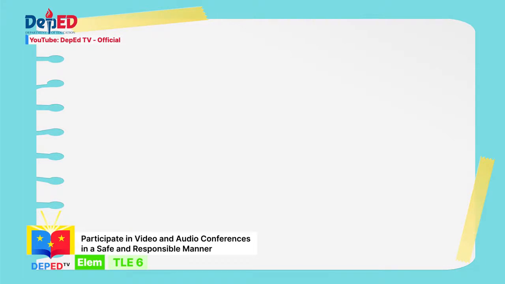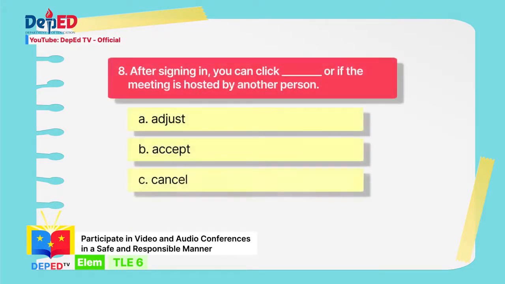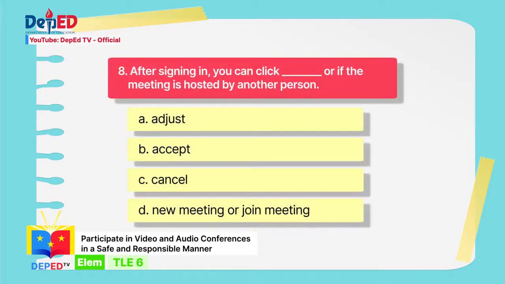Number 8. After signing in, you can click blank or if the meeting is hosted by another person. Letter A, adjust. Letter B, accept. Letter C, cancel. Letter D, new meeting or join meeting.